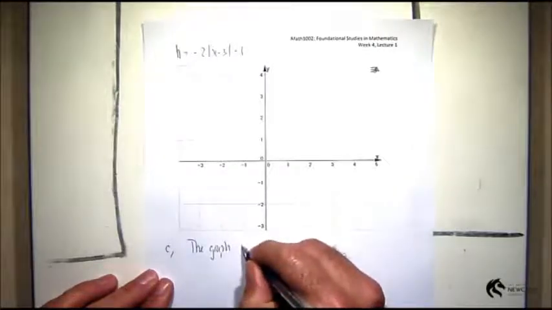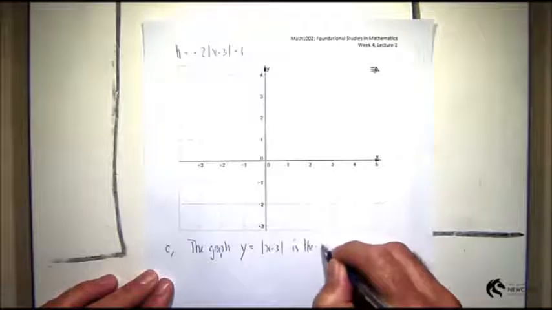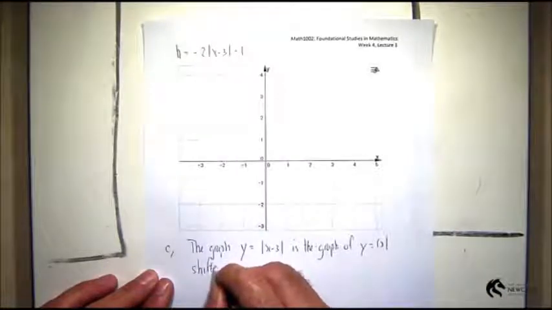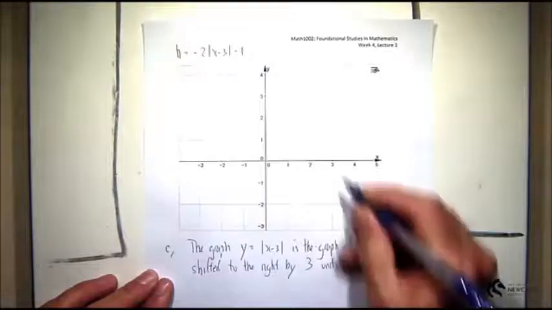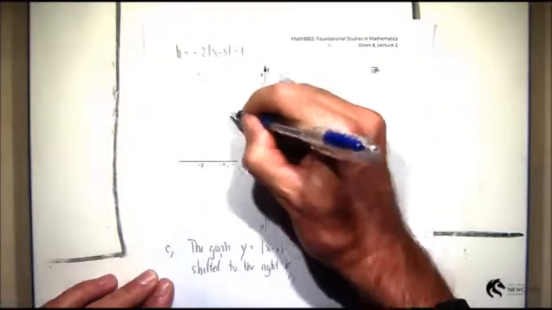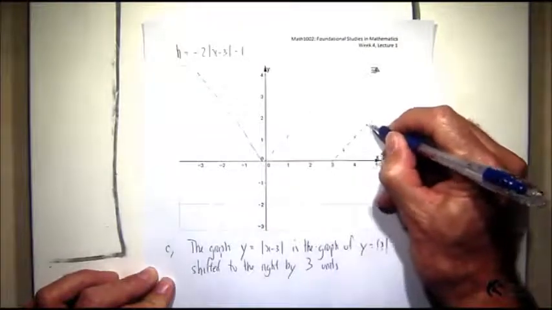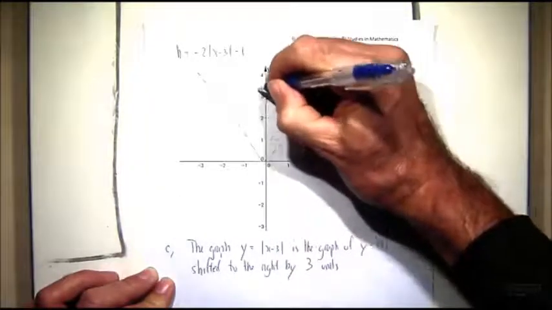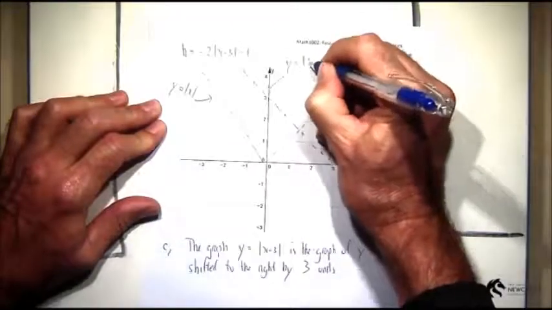I would start off and say the graph of y is equal to the absolute value of x minus 3 is the graph of the absolute value of x shifted to the right by 3 units. We just did that. So I started off with the absolute value of x, and then I shifted it over. Here's y is equal to the absolute value of x minus 3.